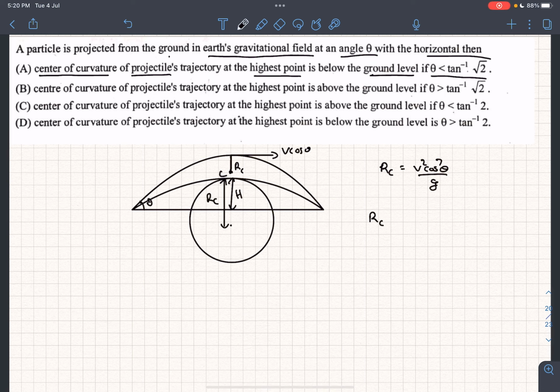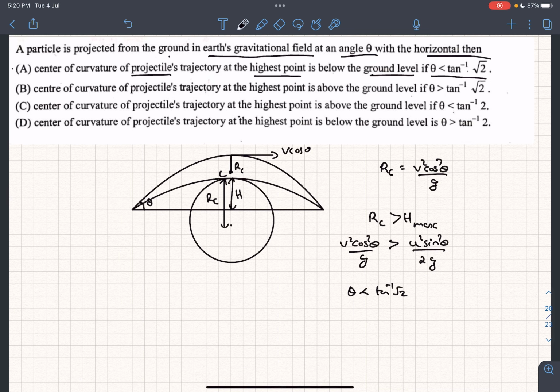As you can see, if we make sure that the radius of curvature at the topmost point is greater than the maximum height of the projectile, then we can ensure that the center of curvature is below the ground. So the radius of curvature at the topmost point we determined to be v squared cos squared theta by g, and this should be greater than h max of a projectile, which is u squared sin squared theta divided by 2g. And from here, we'll get the value of theta should be less than, which would be option A.